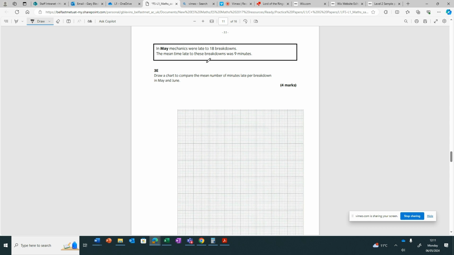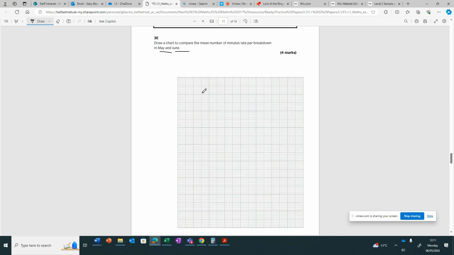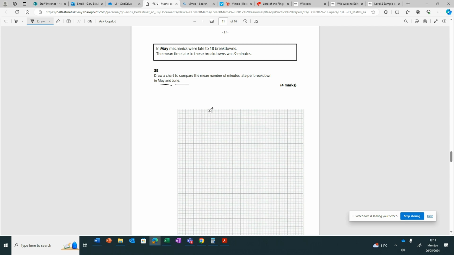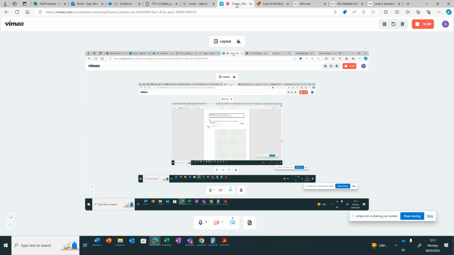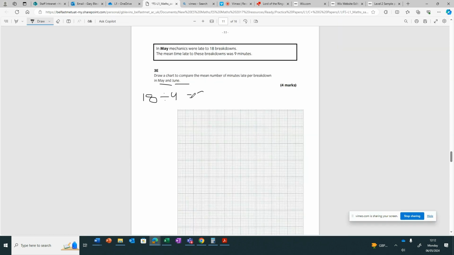In May, the mechanics were late to 18 breakdowns. The mean time late to those breakdowns was 9 minutes. Draw a chart to compare the number of minutes late in May and June. Right, so May were late to 18 breakdowns. Actually, we're going to redo that one. Sorry, I actually got interrupted. So the mean number of minutes late for May was 9.